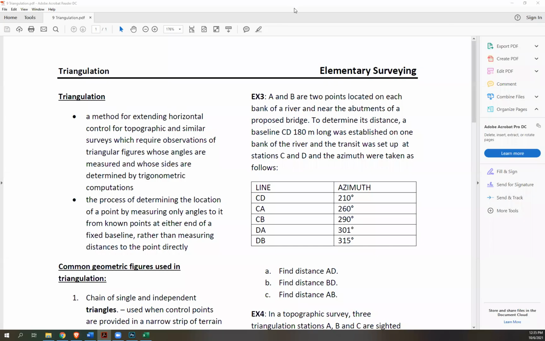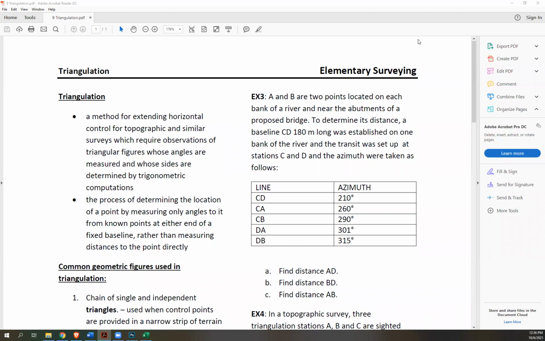Today, our topic is triangulation. So first, let's define what triangulation is. Triangulation is a method for extending horizontal control for topographic and similar surveys which require observations of triangular figures whose angles are measured and whose sides are determined by trigonometric computation. Horizontal control means your guide points along the horizontal axis.